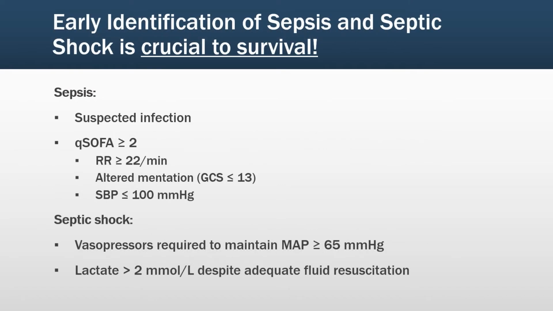In order to provide early treatment of sepsis and septic shock, we need to be able to identify those patients who have it. Because of this, the diagnostic criteria has also been updated. The criteria for sepsis is evidence of infection or a strong suspicion of infection and a quick sepsis-related organ failure assessment, or qSOFA, of greater than 2. Specifically, the qSOFA looks at respiratory rate, mentation, and blood pressure.